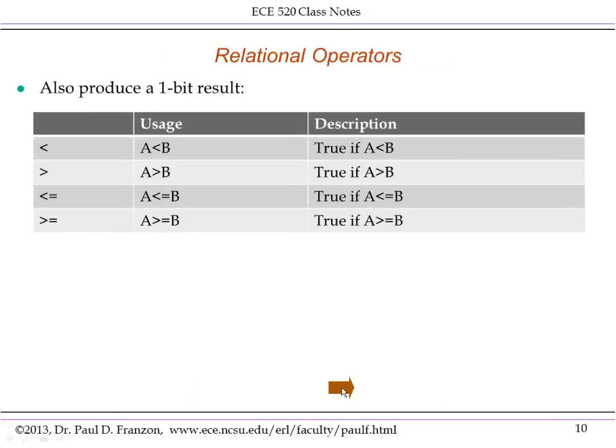Relational operators, greater than, less than, and so on, are fairly straightforward to use. You use them just like you do in other languages, and they're quite handy. They produce a 1-bit result if the two vectors meet the appropriate relationship. Again, these can be used in both if, else, and case statements, and also to produce logic. We already saw in the timing notes using this operator to build a 4-input comparator.